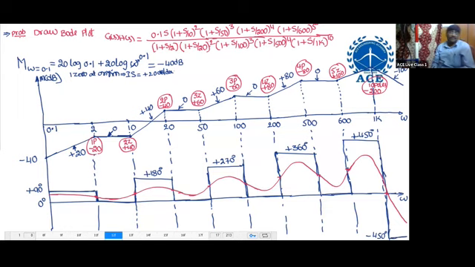Okay. So next problem, solve by yourself. One more problem. Just draw the magnitude plot. Phase plot not required. Draw the asymptotic magnitude plot, the approximated one.